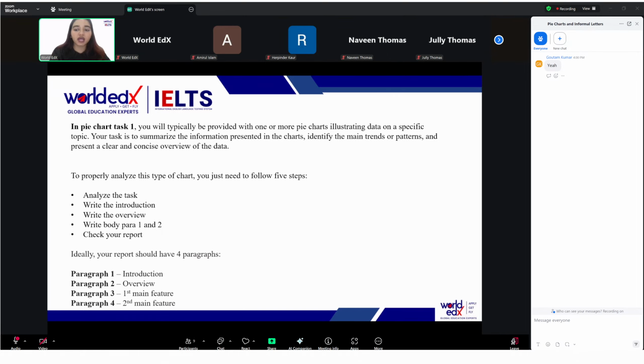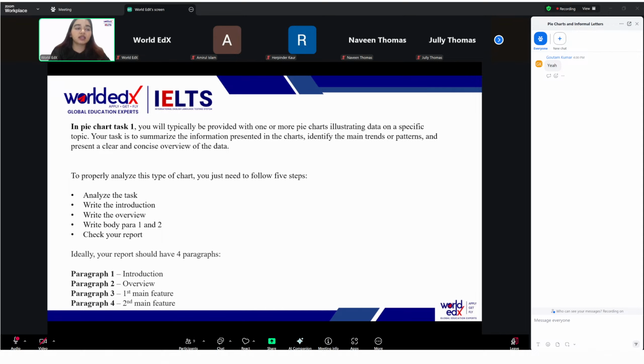Then you will have to write the body paragraph 1. Here, of course, if there's going to be a chart, there's going to be different items that would be divided in it. So it's your prerogative to use any kind of comparison. Like you can combine the data in terms of the highest and the lowest.